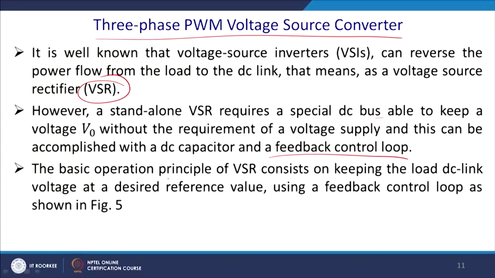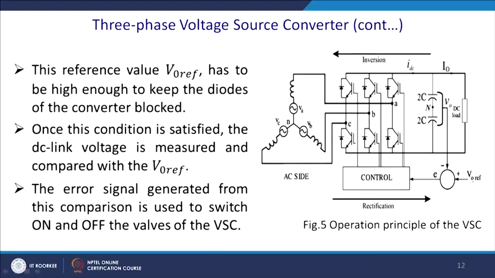The basic operation or principle of the VSR consists of keeping the load DC link voltage at a desired value using feedback control, as shown in this loop. You can see that you have a control, since you are boosting. So, you have a V output ref, you sense the output and subtract it, and it is put into generally a PI controller. From the PI controller you generate the reference for the switches, and that will maintain the desired DC link voltage. The reference value V output ref has to be high enough to keep the diodes in a blocking state. That is something you require to ensure.